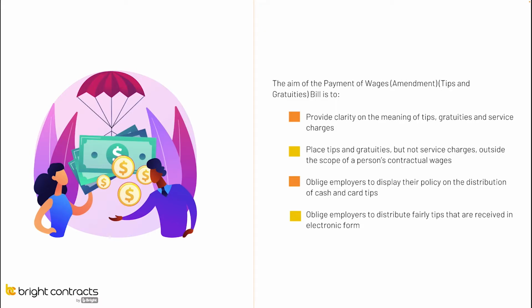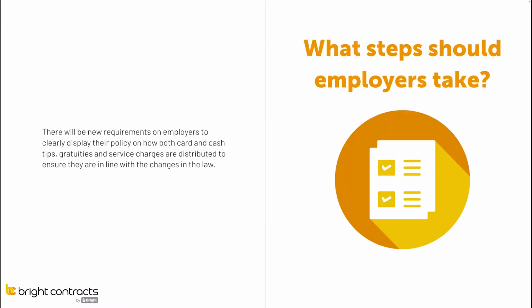Where an employer fails to adhere to the specific obligations under the Act, they are liable under summary conviction to a Class C fine of a maximum of €2,500. So, what steps should employers take? There will be new requirements on employers to clearly display their policy on both how card and cash tips, gratuities, and service charges are distributed, so as to ensure that they are in line with these new changes in the law.